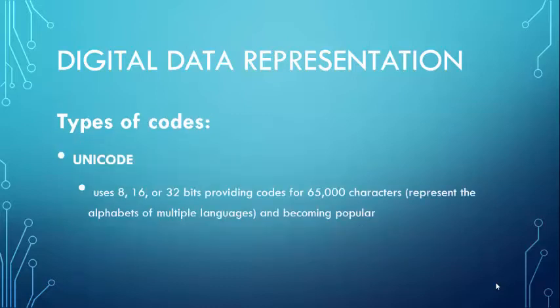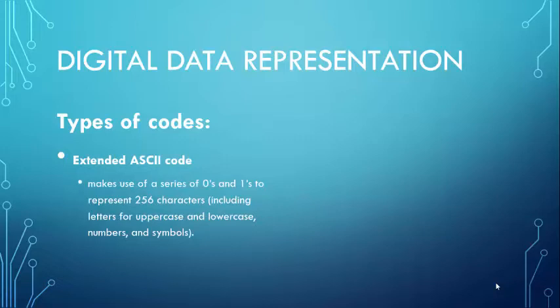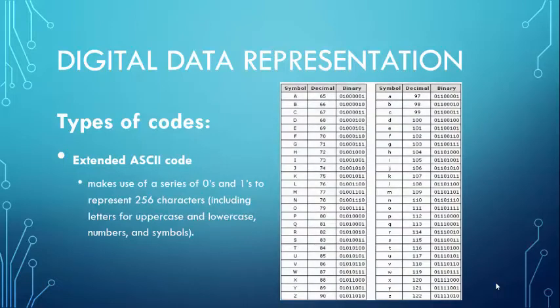Next, we have Unicode. Unicode is an 8, 16, or 32-bit character encoding scheme that provides codes for 65,000 characters. This was developed to represent all the writing systems of the world. Lastly, we have the extended ASCII code. Extended ASCII code makes use of a series of zeros and ones to represent 256 characters, including uppercase and lowercase letters, numbers, and symbols.